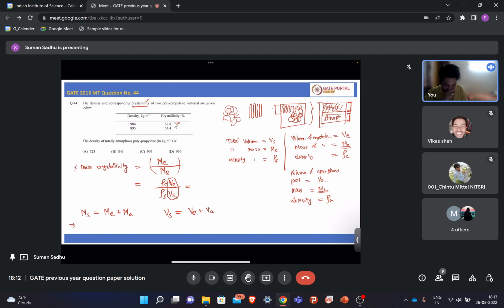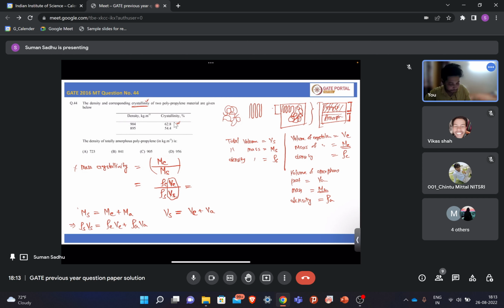Now, if we write this equation in terms of the density and volume, then we can write rho s Vs is equal to rho c Vc plus rho a Va. Now we have to find the ratio of Vc by Vs, right?